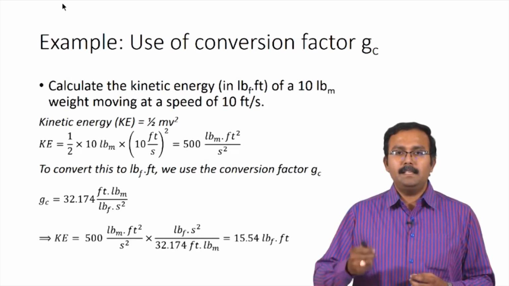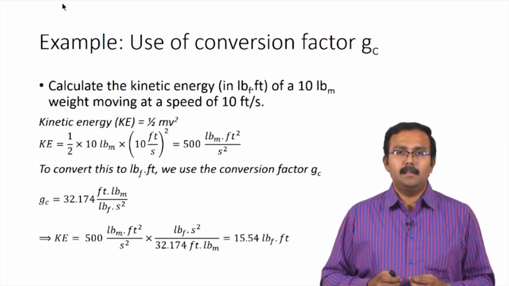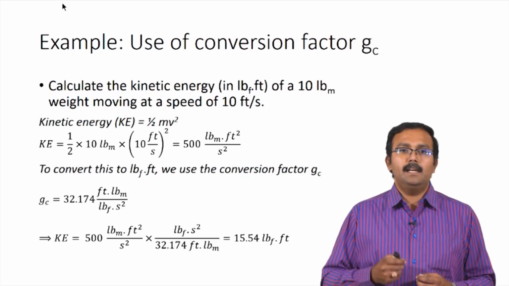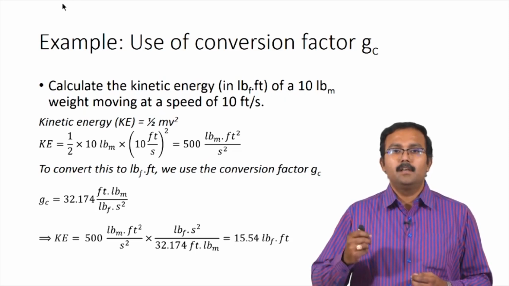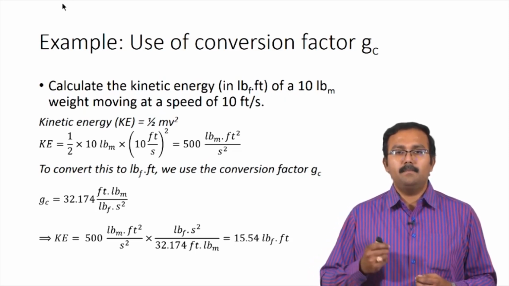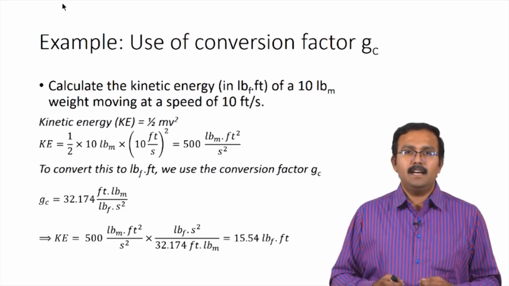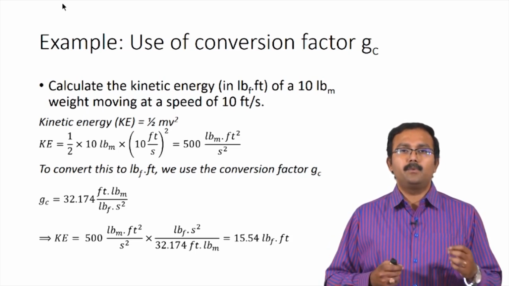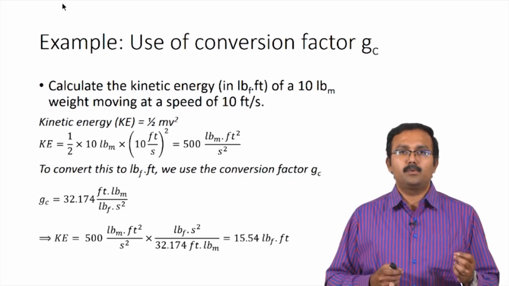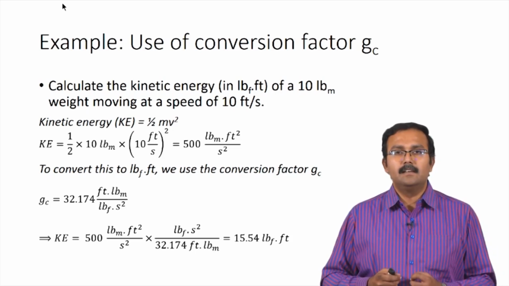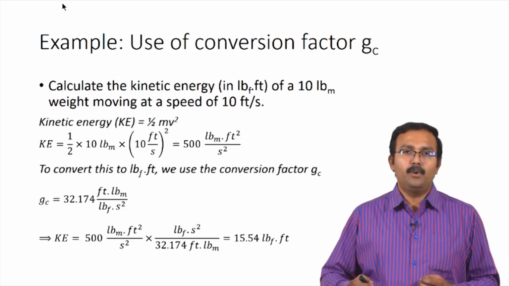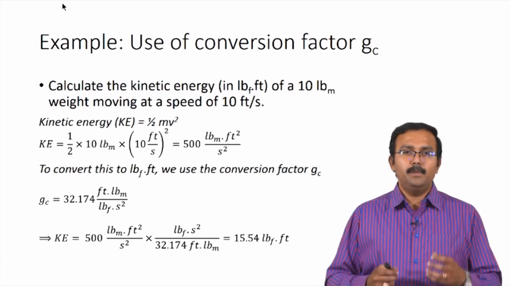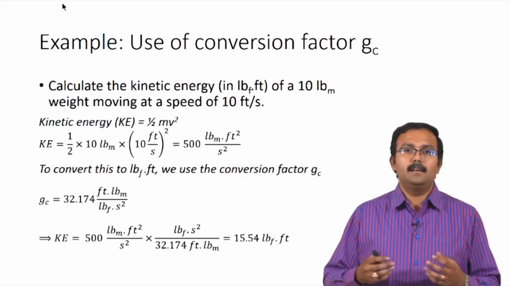So, we apply this gc to the equation given earlier, thereby we get 500 pound mass feet squared per second squared times pound force second squared divided by 32.174 feet pound mass. Basically, what we have done here is divided the kinetic energy, calculated in terms of pound mass feet squared per second squared, by gc, giving you a final value for kinetic energy as 15.54 pound force times feet. Hopefully with this you understand how to apply this conversion factor.